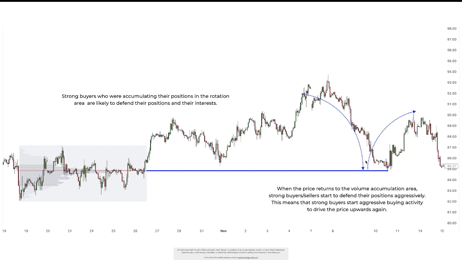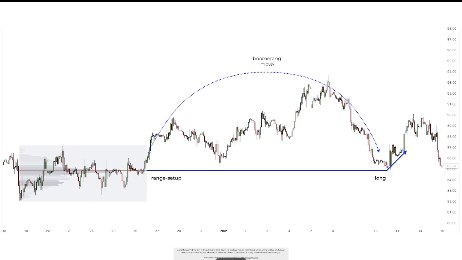And we see the beautiful boomerang move, right? What I call a boomerang move. We had a move to the upside, the price came back like a boomerang to the point of control and reversed from there, jumped from this point of control like a ball, right? Beautiful rejection, touch and jump. And this is where we look for buys. This is where we look for long trades, right? Again, boomerang move, range setup on the left side, point of control, and long trade.